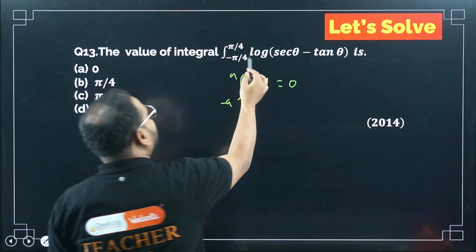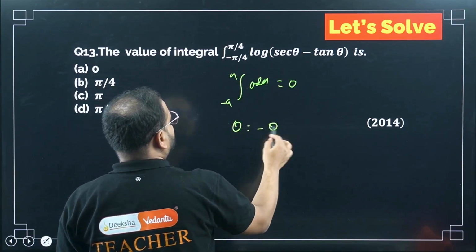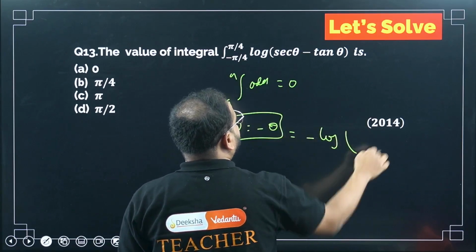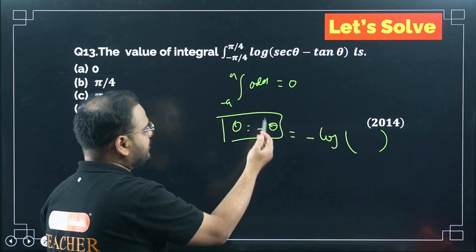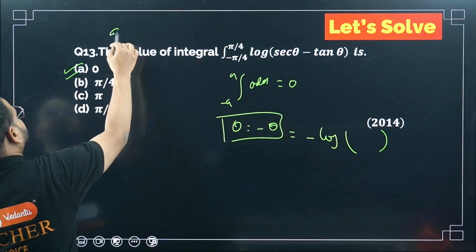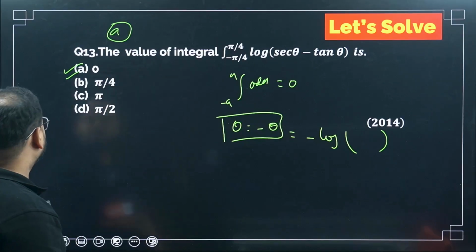Sir, how odd? Do one thing, take a minus sign over here, replace this theta by minus theta, okay? Replace theta by minus theta, you're going to get minus log of this whole thing. Please check, okay? This is an odd function, answer is simply 0, sir. Moving on.